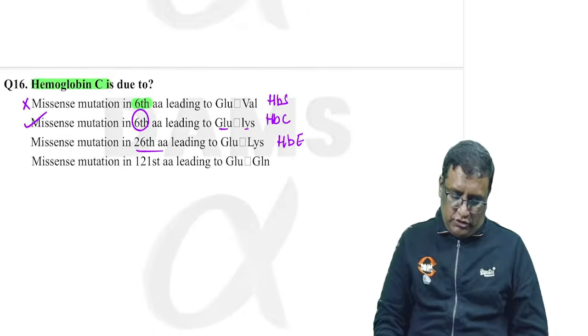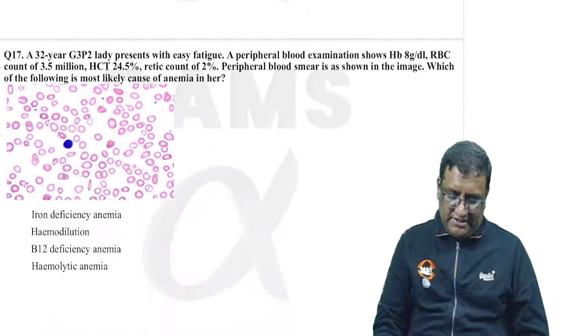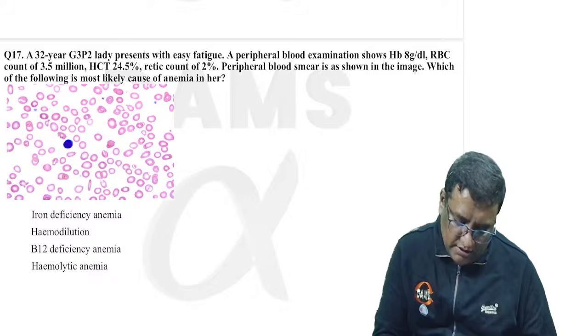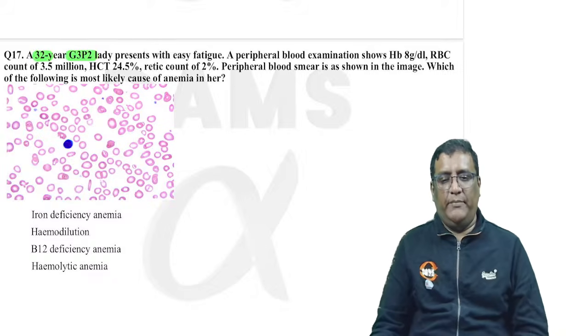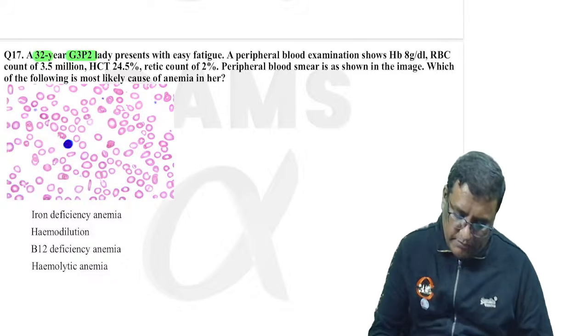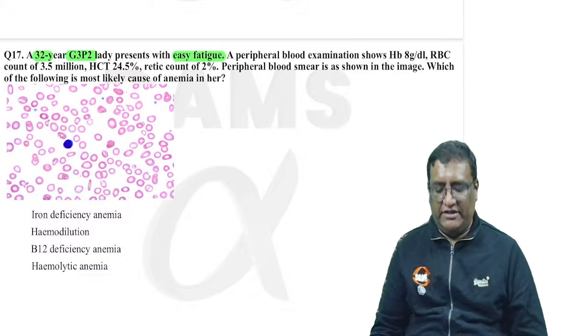So the answer to this question is option B. Next, question number 17. Let us look at question 17. A 32-year-old G3P2 lady. So what is G3P2? Gravida 3 para 2, presents with easy fatigue. Okay, she is having fatigue.